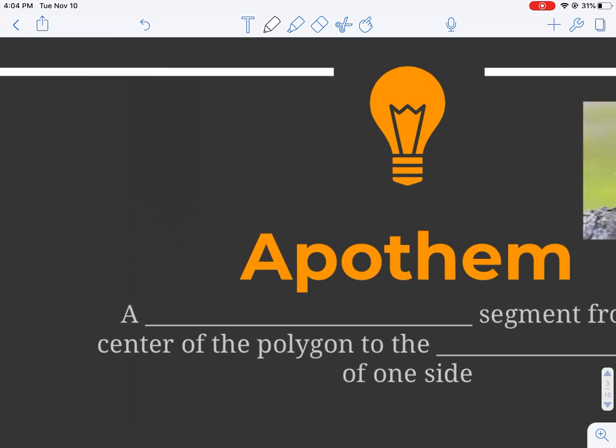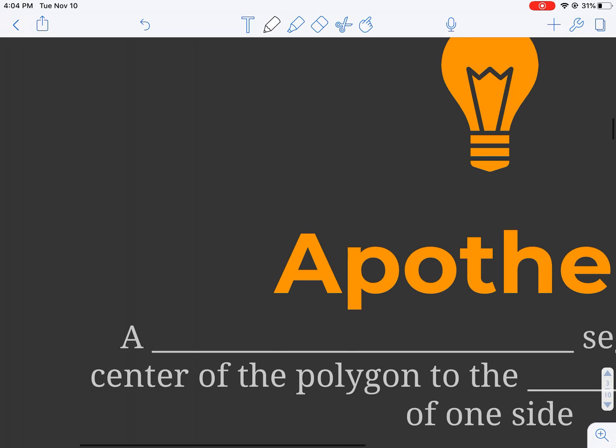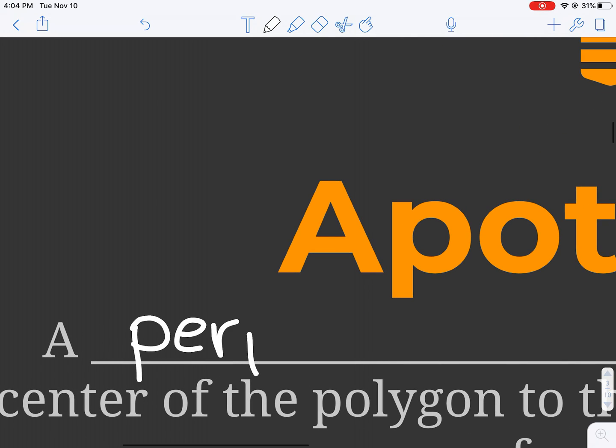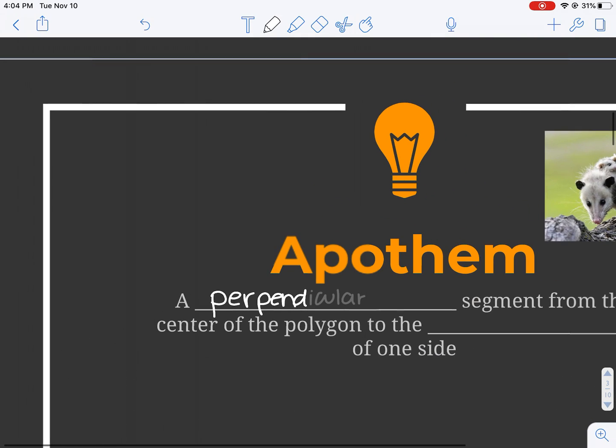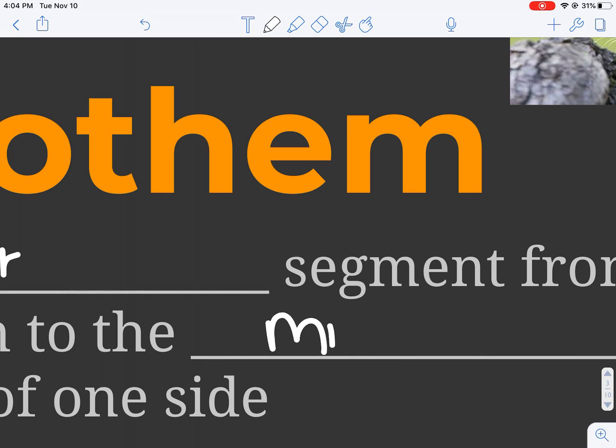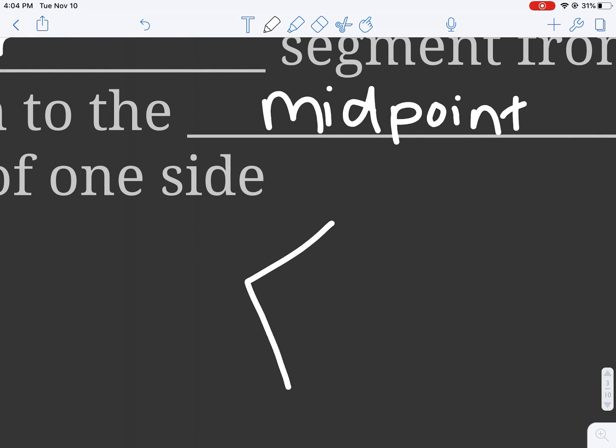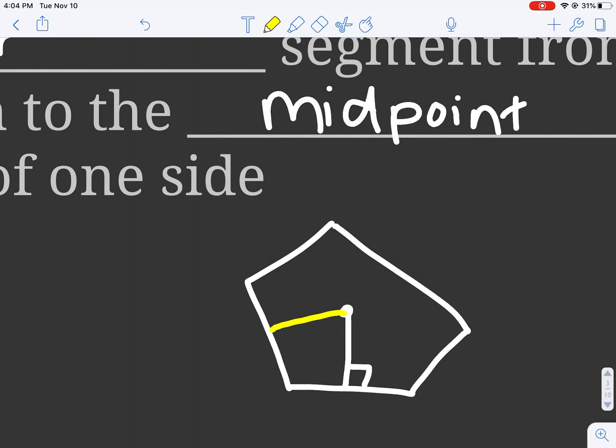An apothem is going to be a perpendicular segment that starts at the center and goes to the midpoint of one side. And that happens in every regular polygon. We get an apothem. So I'm going to start at the midpoint and be perpendicular to one side. And I could have drawn my apothem out here or to any of my other sides. Okay, the important thing is it's perpendicular and it cuts whatever side that it touches in half.